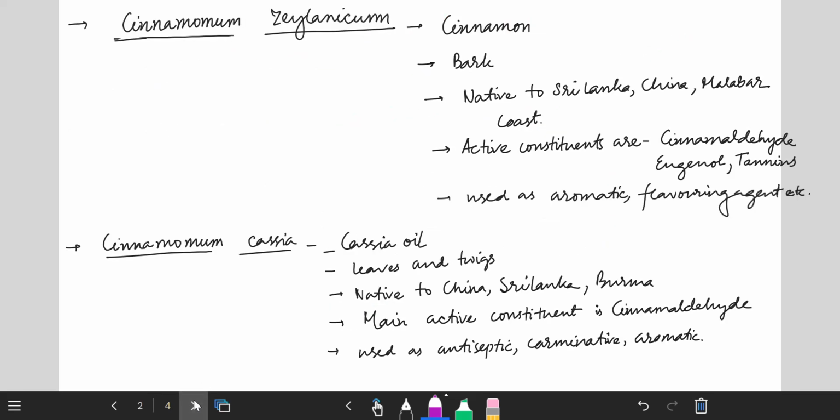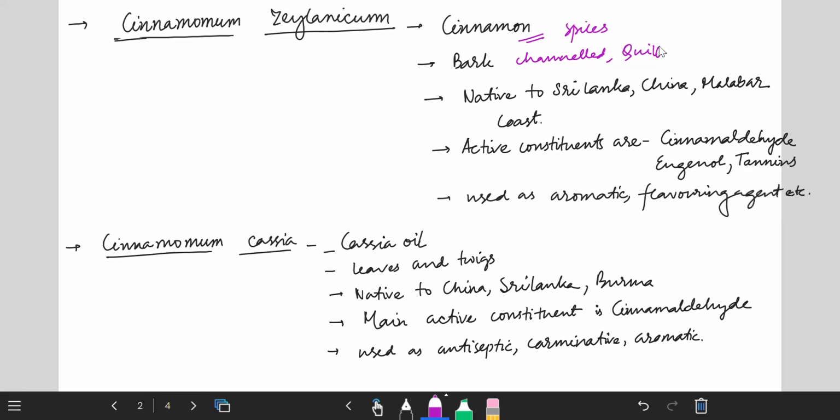So Cinnamomum zeylanicum is the source of the spice named cinnamon. That spice is the bark, specifically the dried inner bark. A specific feature is that this bark shows a quilled or channeled nature, or it can be a wheel shape. This species is native mainly to Sri Lanka, China and the Malabar coast.